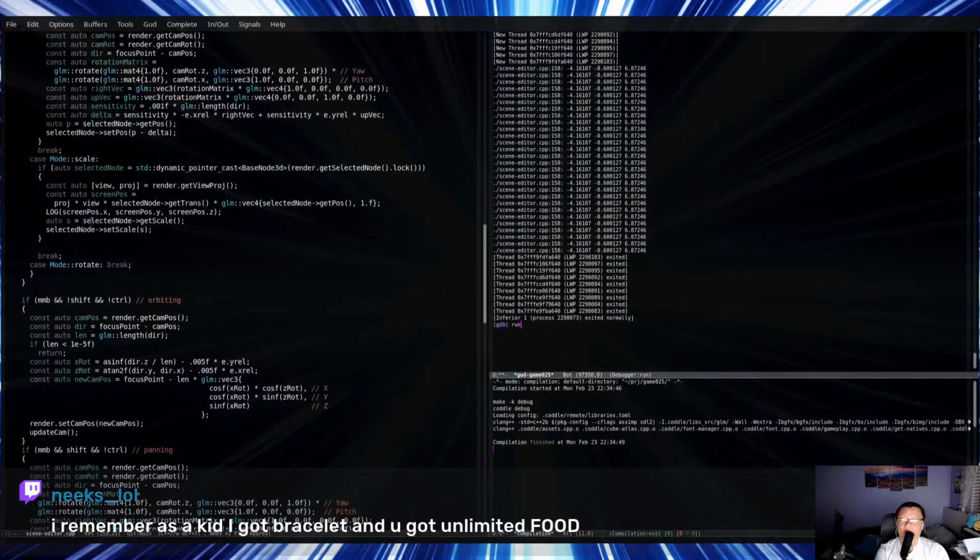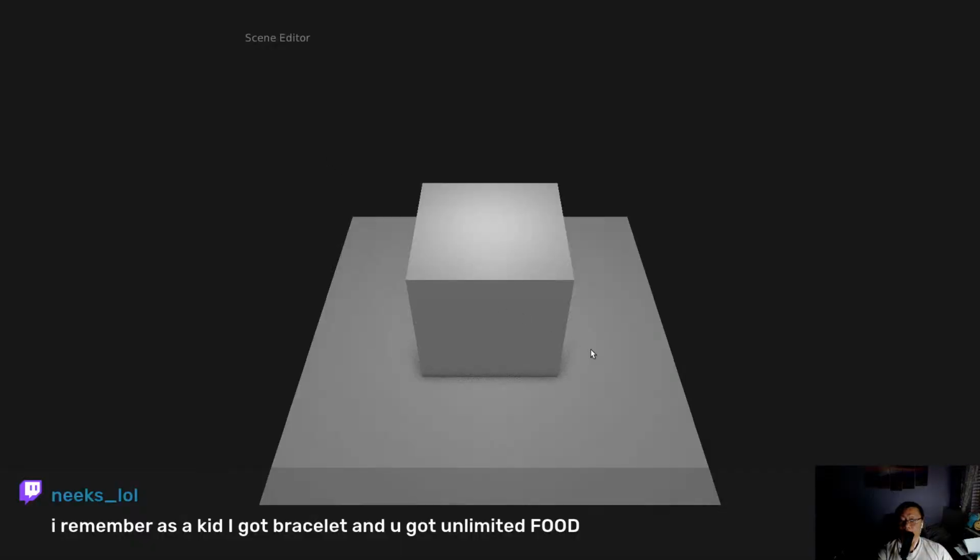Anyways, what's going on here? You had to buy this bracelet. Unlimited food bracelet. That's crazy.